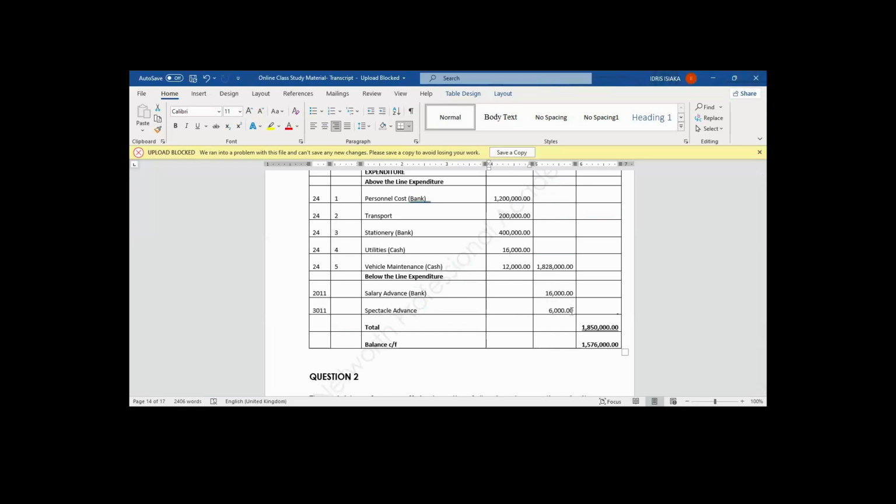So when you are done with all this, under the subtotal, you have 1,828,000, 16,006,000. You add 3 of them together. At the end of the day, you are going to get a total of what? 1,850,000.